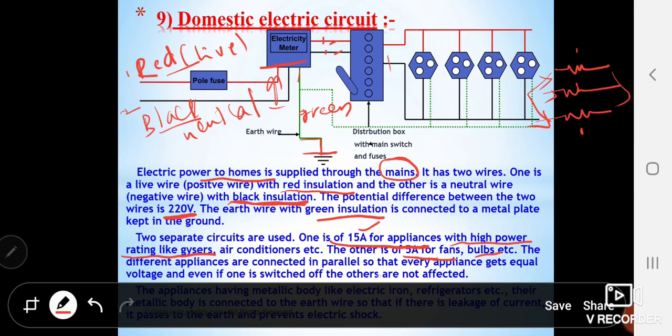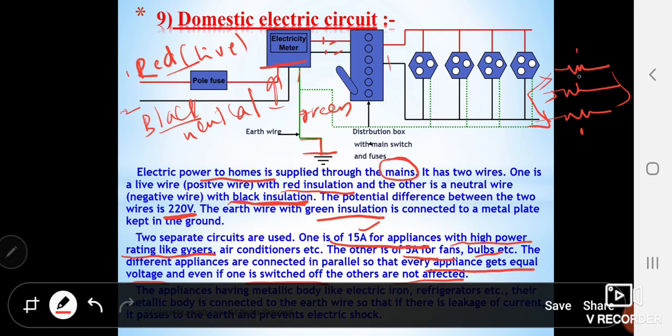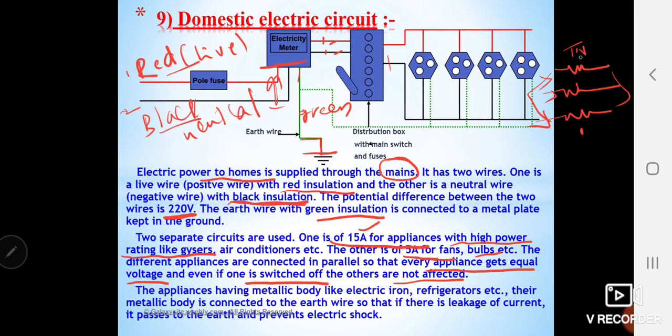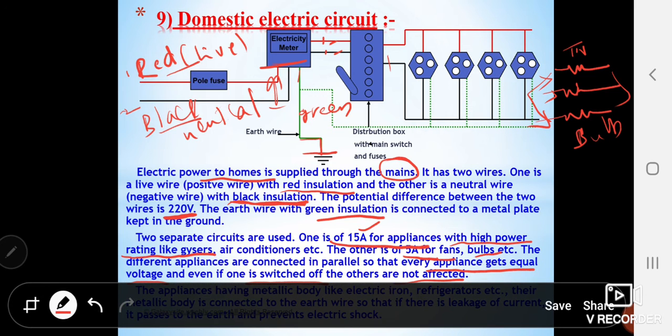Why is the parallel combination necessary? Every appliance gets equal voltage, and even if one is switched off, others are not affected. For example, if we switch off the TV, there is no effect on the fan and no effect on the bulbs. Because of this reason only, for domestic electrical circuits we prefer parallel circuits.